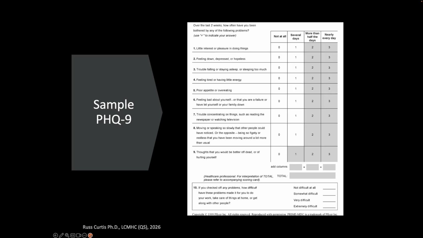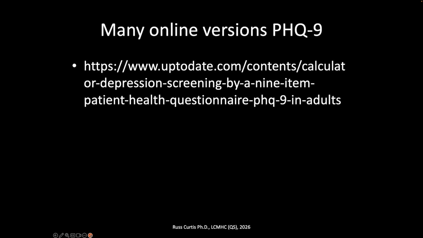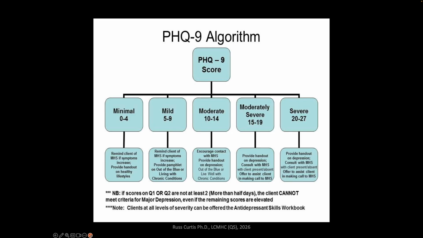And number 9 here is an important one. Well, they're all important, but thoughts that you would be better off dead or hurting yourself: not at all, 0. Nearly every day, 3. And clearly that would require a more intensive suicidal assessment. There are a lot of online versions of this that can be used.